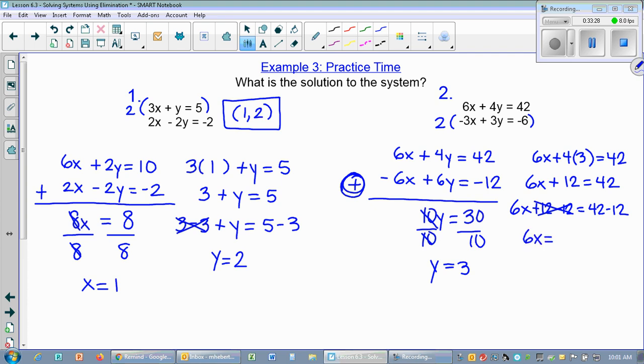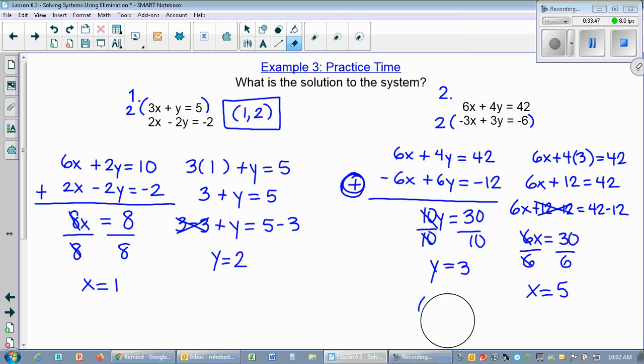42 take away 12 is 30. Divide each side by 6. The 6 is cross cancelled, leaving 1x. And 30 divided by 6 is 5. So your final answer is x is 5. So x is 5 and y is 3. Check this back. X is 5 and y is 3.